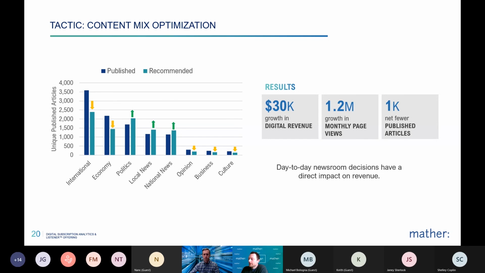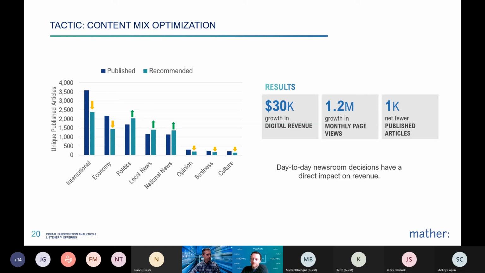One more on content I'll share here. This was a recommendation we made for one of our publishers on really optimizing the content mix, where we recommended that they reduce writing stories in certain sections of content. Broadly, in this case, it was international and economy. They were oversupplied. We saw that based on the behavior of the audience and the supply of articles being produced. We saw there was a mismatch, so we said reduce there.